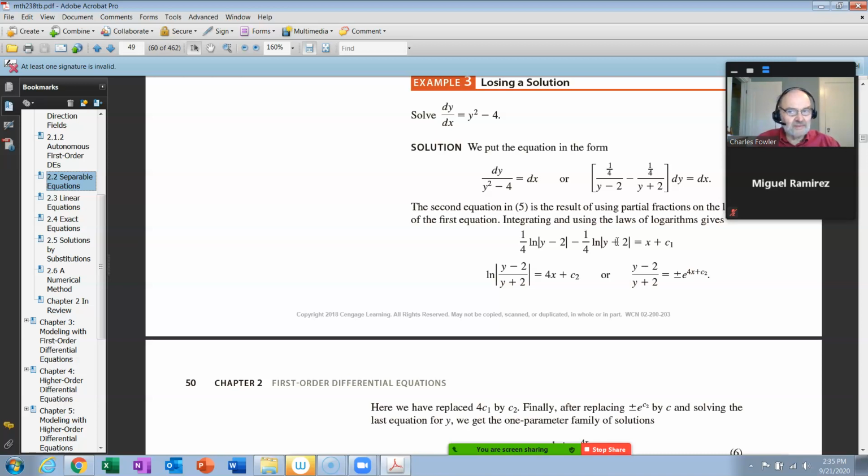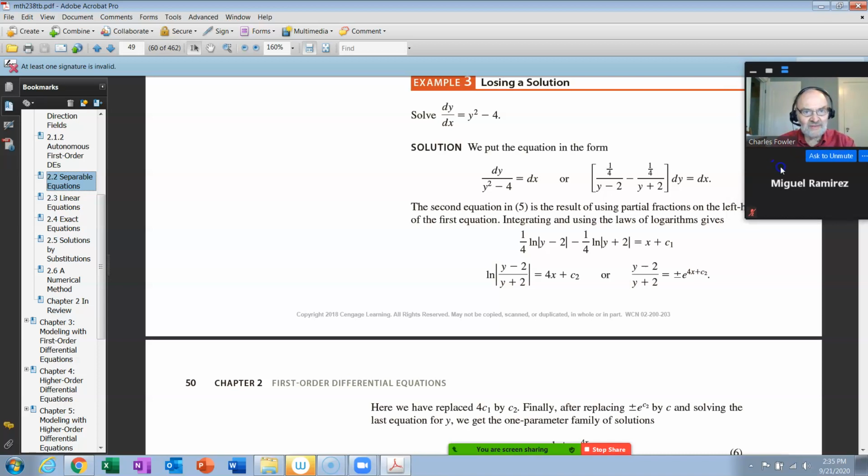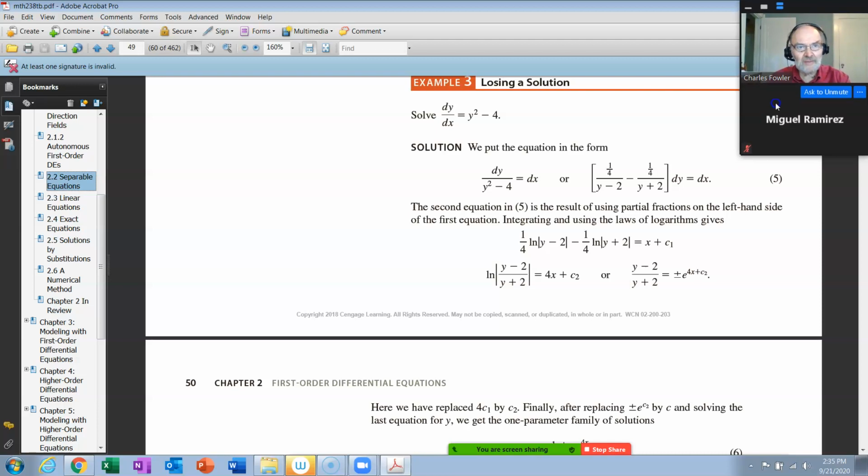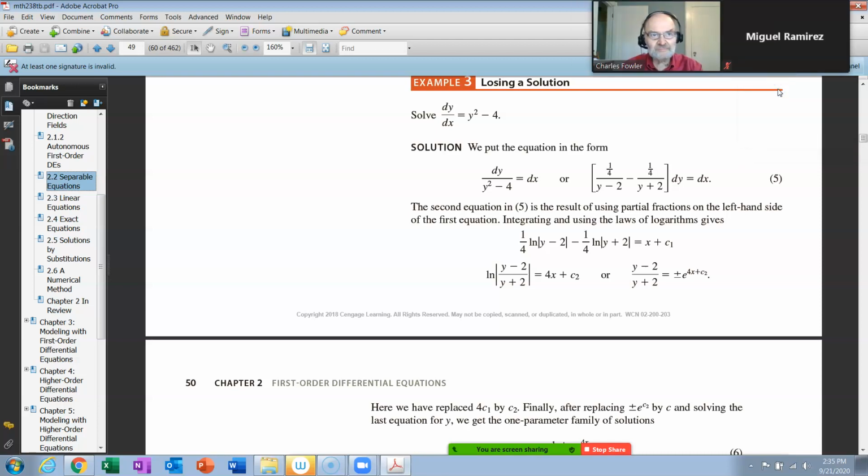We're doing separable equations, and this is an illustration of how we could conceivably. I'm going to move you to the top. There we go. Okay. Here is example 3. Here's an equation. Solve this differential equation: dy/dx is equal to y squared minus 4. Looks like a pretty straightforward one.